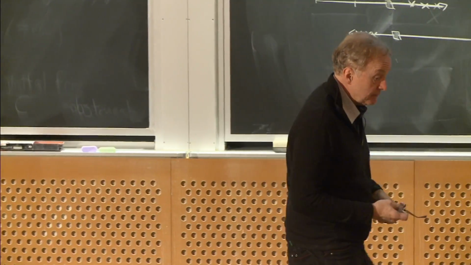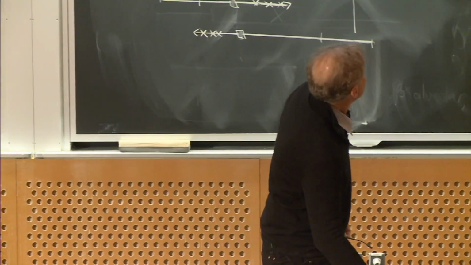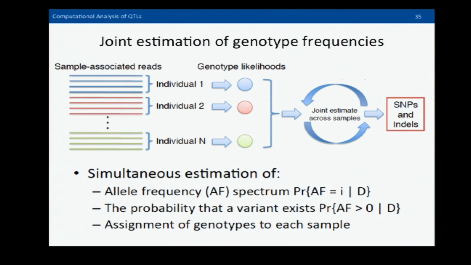So in order to do that, we'll start by taking all the reads for each one of the individuals in a population, okay? And we're going to compute the genotype likelihoods for each individual. So let's talk about how to do that.